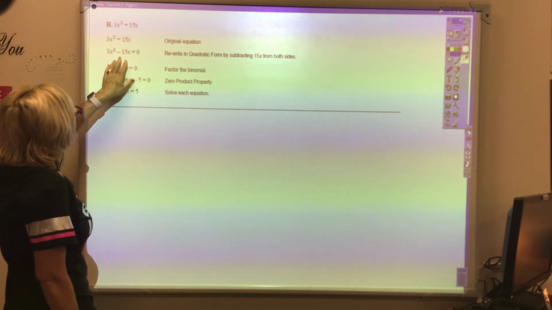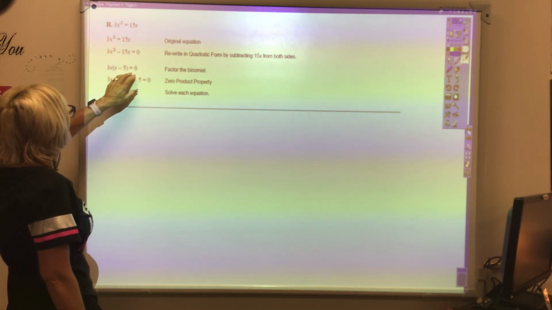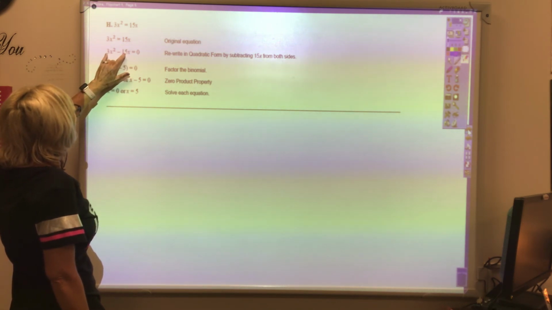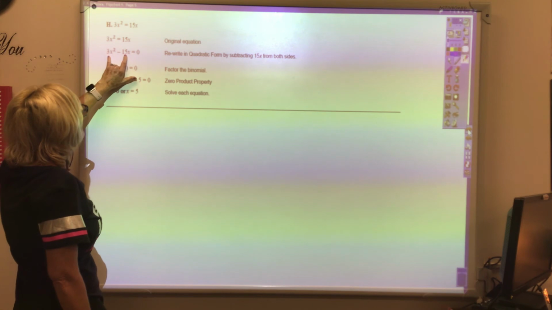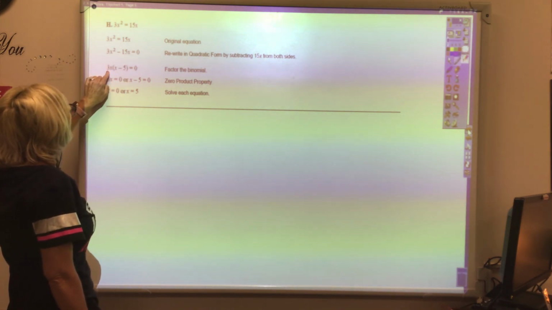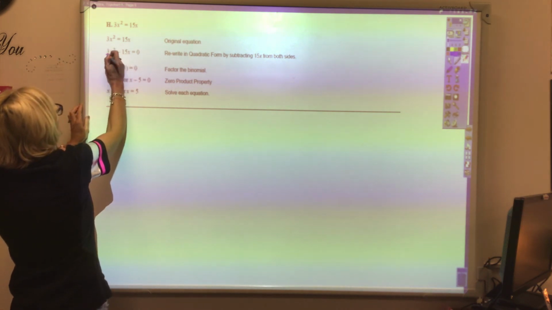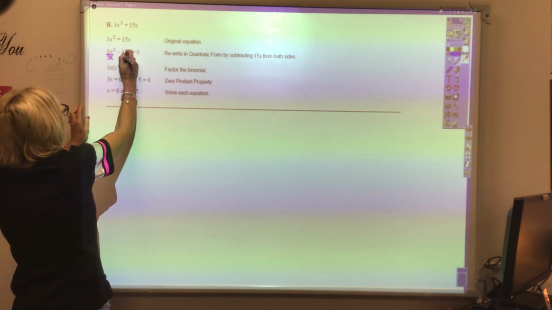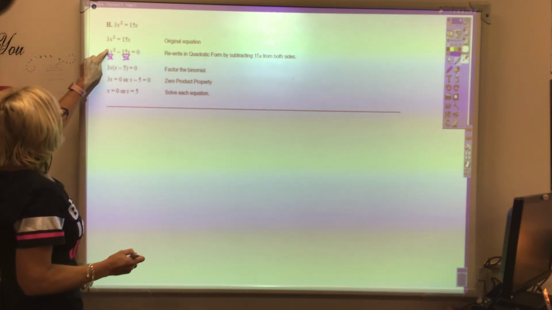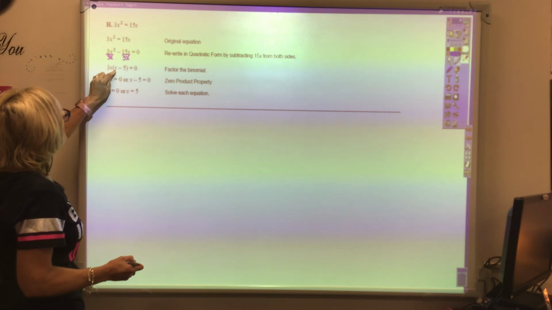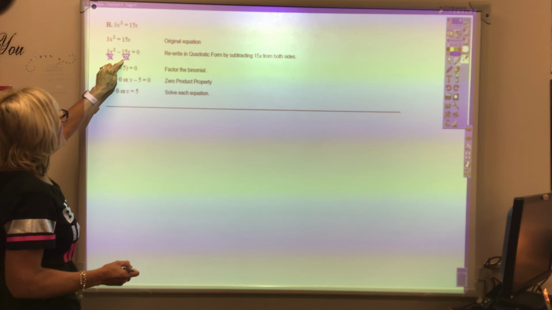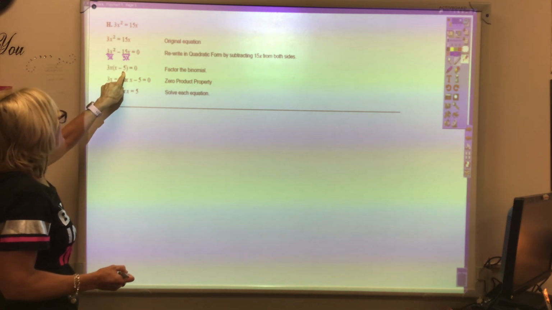Then we want to factor the binomial. What that means is we want to find the greatest common factor that 3x squared and 15x have in common. That would be a 3x. So if you divide both of these by 3x, that's where the middle comes in. 3x squared divided by 3x is just x. Negative 15x divided by 3x is negative 5.